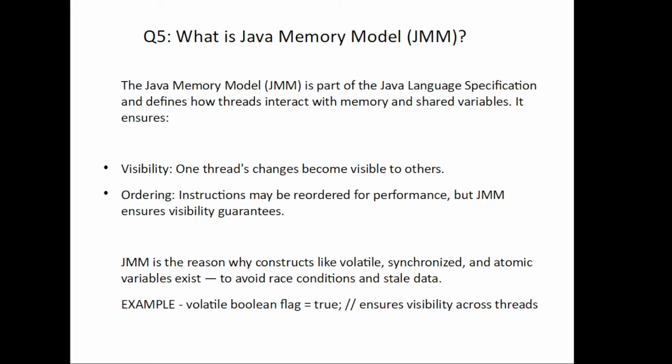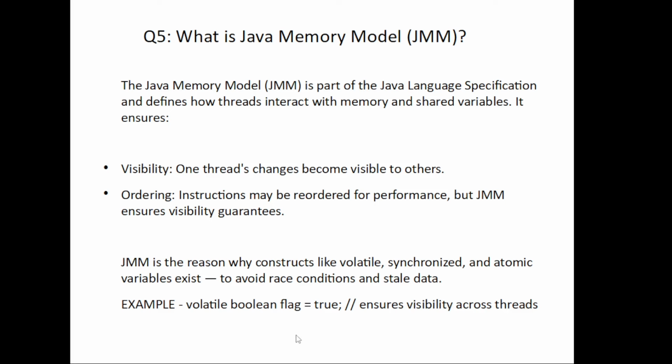Next question is, what is Java memory model? Java memory model or JMM defines how threads interact with memory. More specifically, how changes to variables by one thread become visible to others. Without JMM, every thread might cache its own copy of a variable, which could lead to stale data being read even if another thread updated the original. The JMM sets the rules for visibility, ordering, and atomicity, all critical for writing safe multi-threaded code.